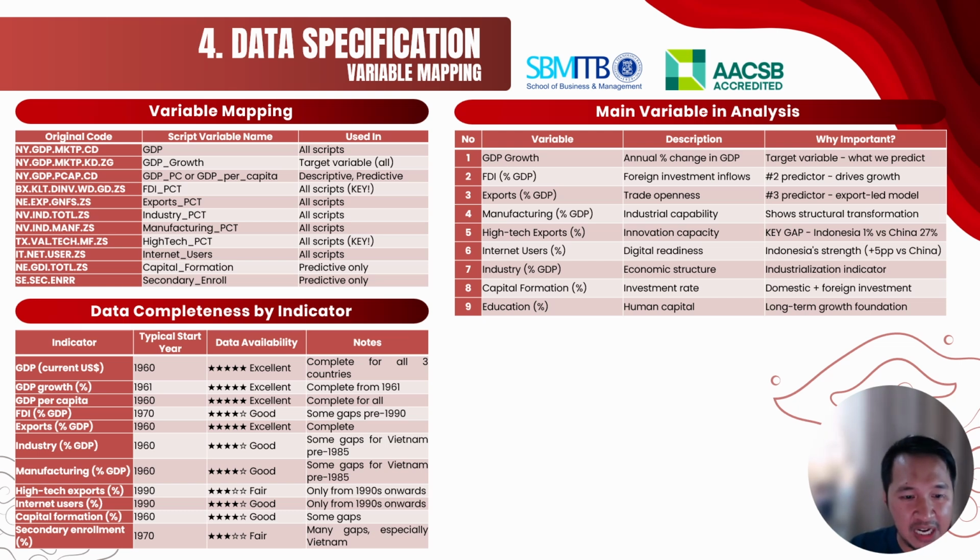This is the variable mapping that we use, and this is the data completeness by indicator. We already assessed the data completeness and show it here. And then we determine the main variables in the analysis, which data will be the main variables used in our analysis.